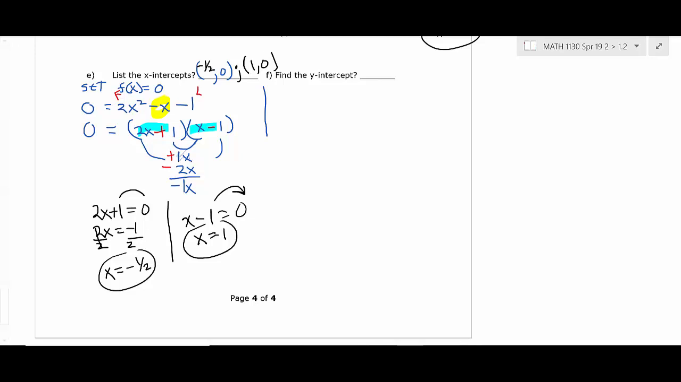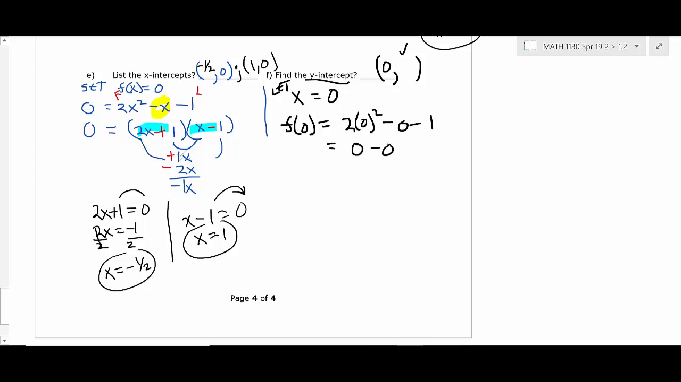And the last thing I want to do is the y-intercept. The structure of a y-intercept looks like this: it's 0, something. So what you do is you let x equal 0 and plug that into your function. So we're going to do f of 0, which would be 2 times 0 squared minus 0 minus 1. Work out the details: 0 minus 0 minus 1 would be -1.